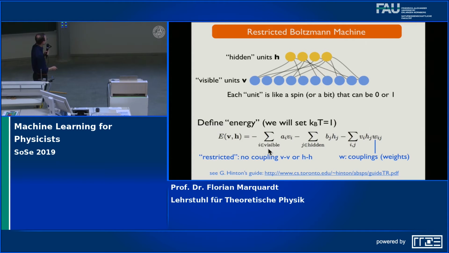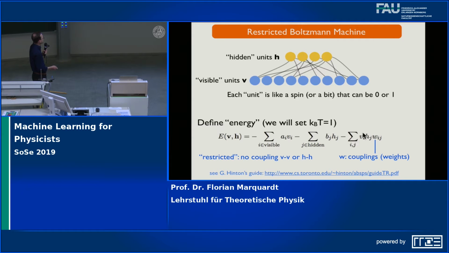For example, you sum over all visible units, you multiply this Vi, the visible unit number i variable, with some arbitrary constant ai that takes the role of a magnetic field strength. In this case, the magnetic field even depends on the position, so this a also comes with a subscript i. So each spin can feel a different magnetic field. And the same for all the hidden units. They also feel different magnetic fields, which will be called little bj.